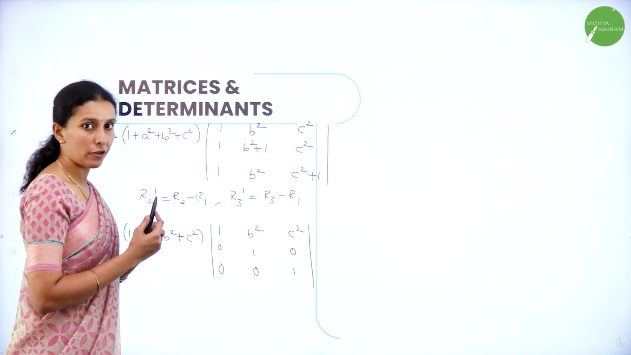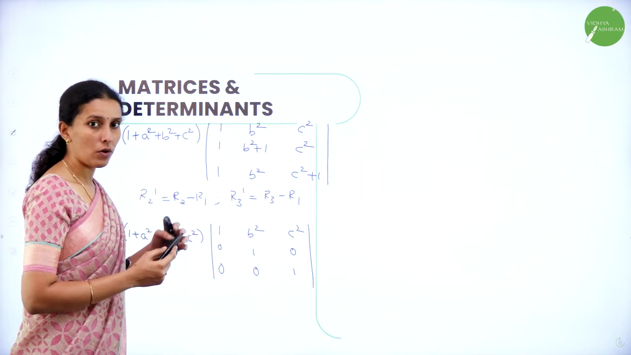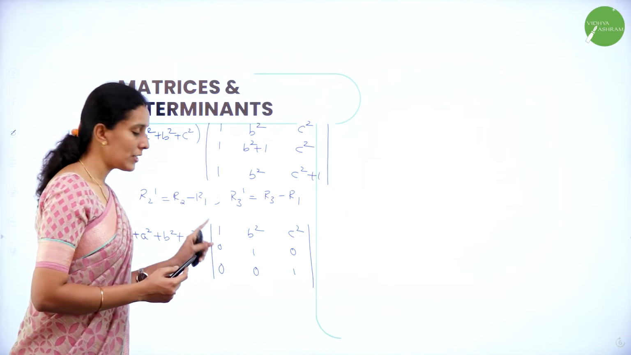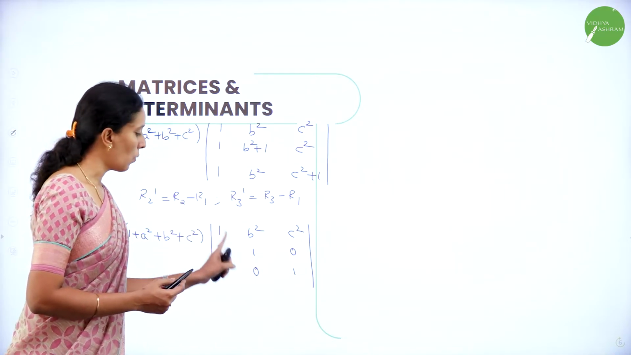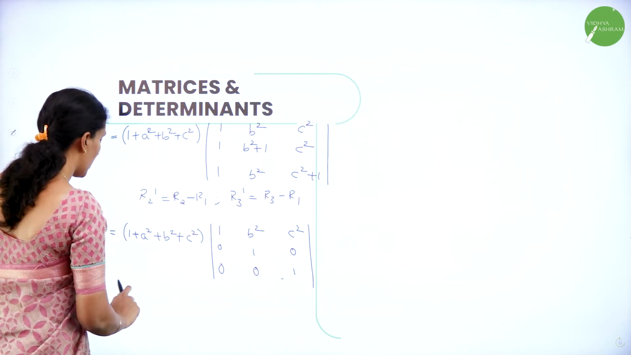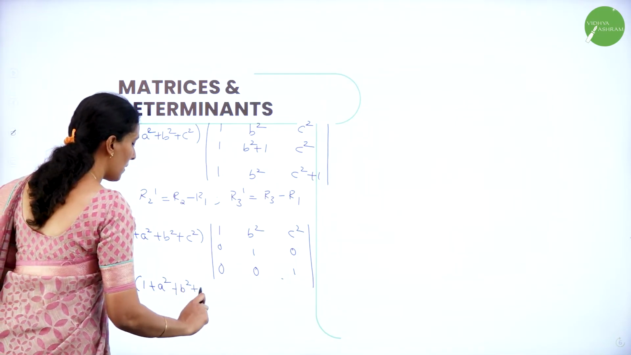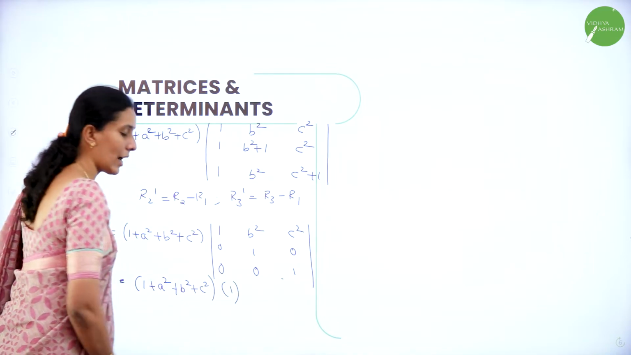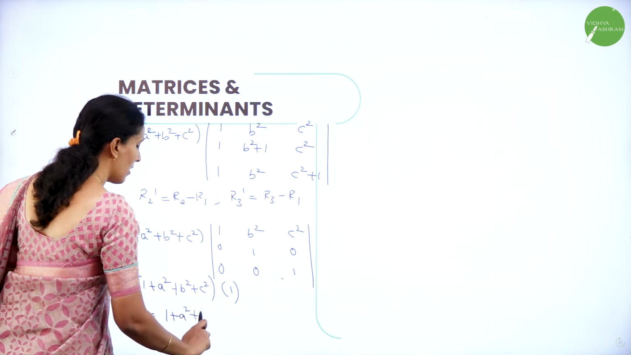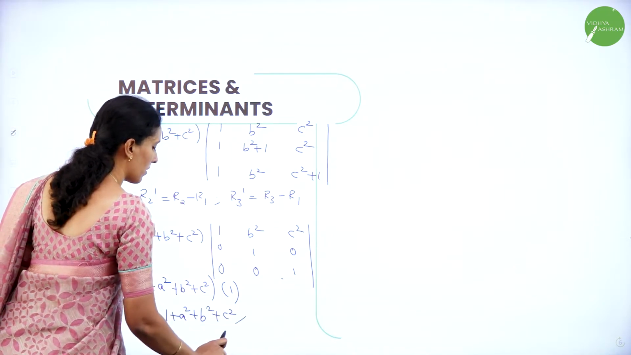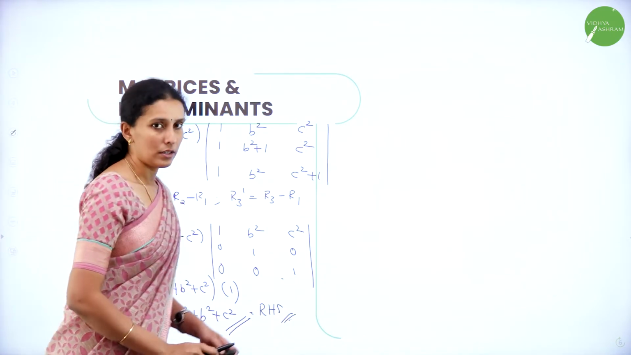So using the property of the determinant, if the elements on one side of the principal diagonal are 0, then the value of the determinant is the product of the principal diagonal. So here the principal diagonal elements are 1 into 1 into 1, which becomes 1. So therefore 1 plus a square plus b square plus c square into 1 we can directly write. So that is equal to 1 plus a square plus b square plus c square. So that is the RHS of the given determinant.